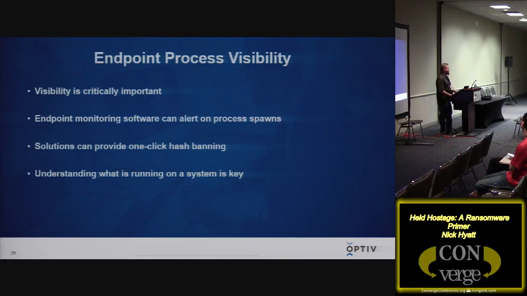But then again, we've also seen that they actively develop these things. So they may flip a bit and change that MD5 as soon as a detection comes out. We like to use VirusTotal to monitor binaries, so do the bad guys. So understanding what is running on a system is key.